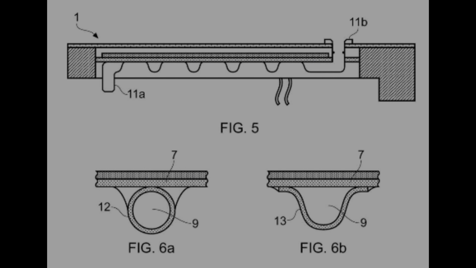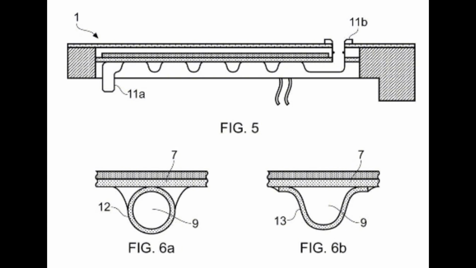Fluid can enter the fluid-tight passageway 9 via one of the connectors 11. It then flows through the fluid-tight passageway 9 and exits the fluid-tight passageway via the other connector 11. The heated fluid can, for example, be used to heat a building. The fluid can, for example, be water or air.